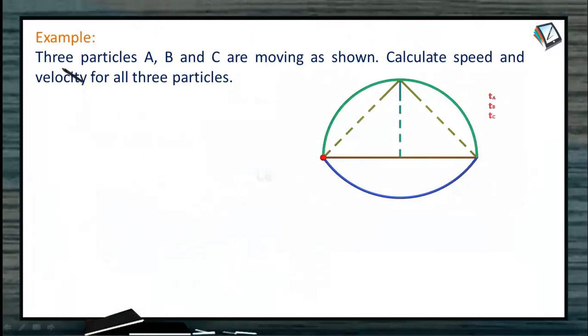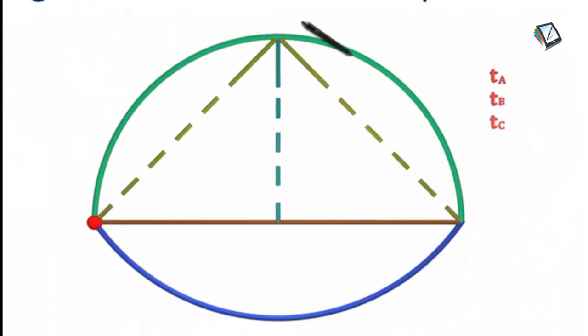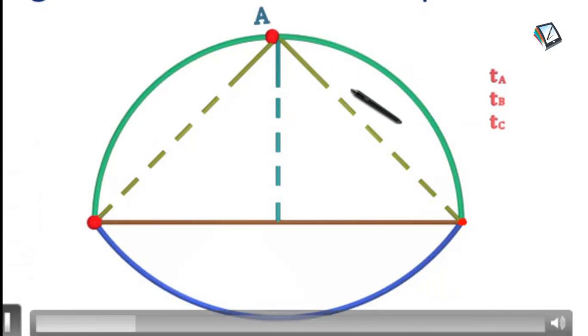There are actually three particles, A, B and C, which are not visible at this point of time, but I explain to you beforehand. So here is one path along which the particle has to move. This is the initial point and this is the final point. And this is the second path along which the particle is to move, and this one is the third path. This one is the straight path, and these two paths are parts of circles. So the motion of these three particles is like this.